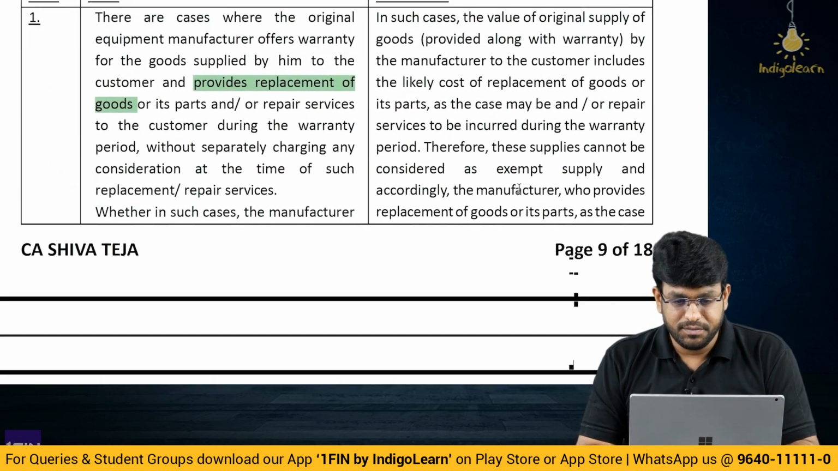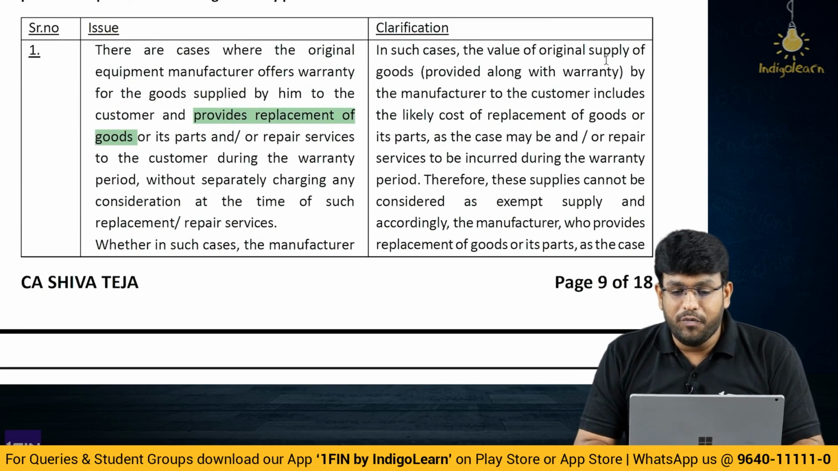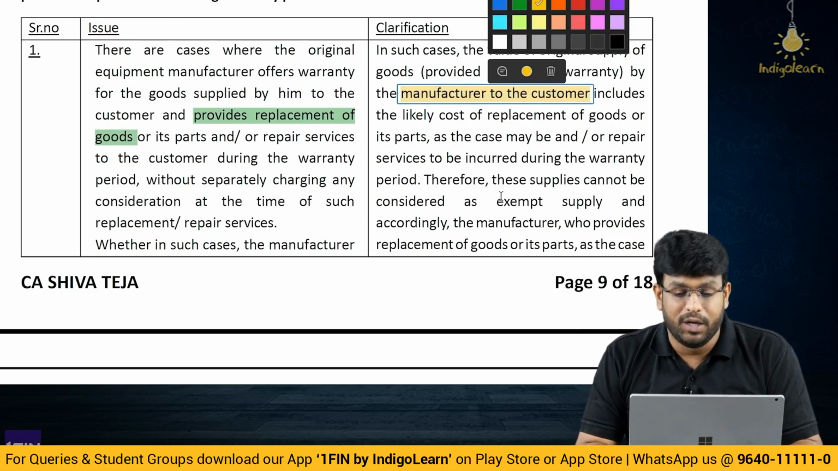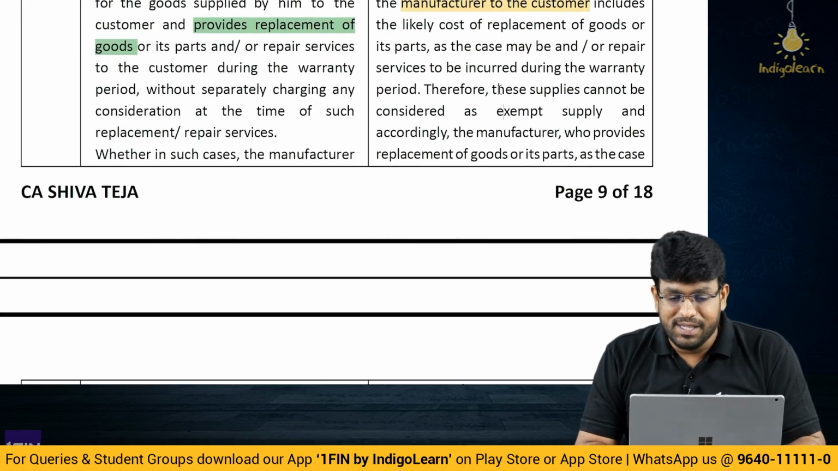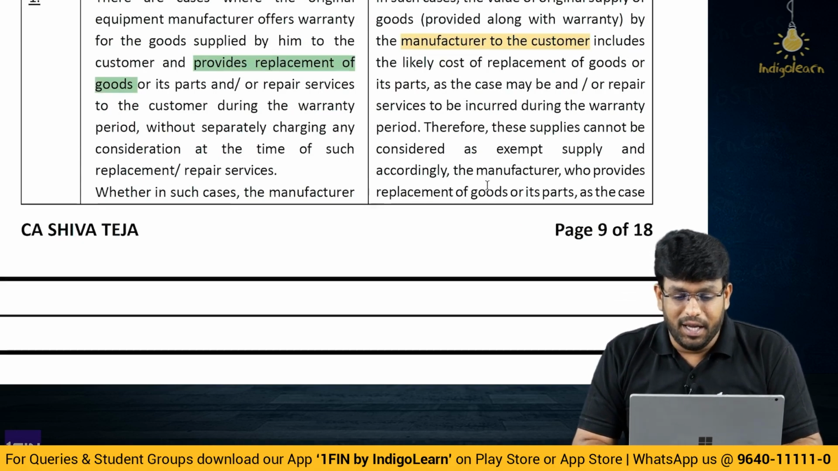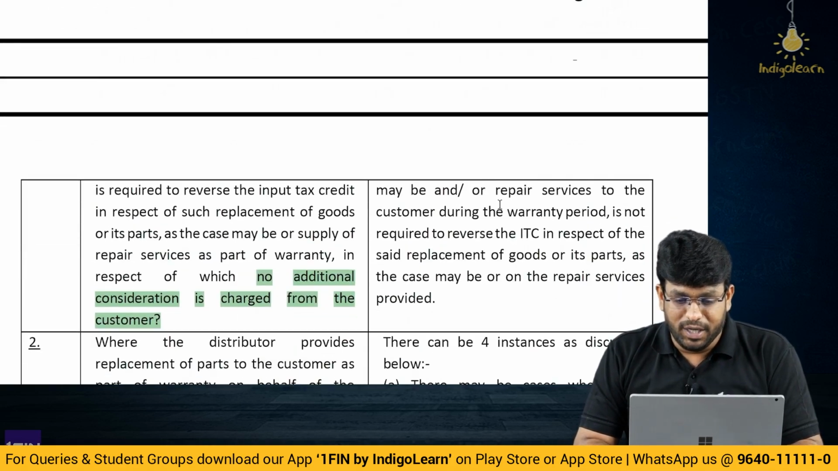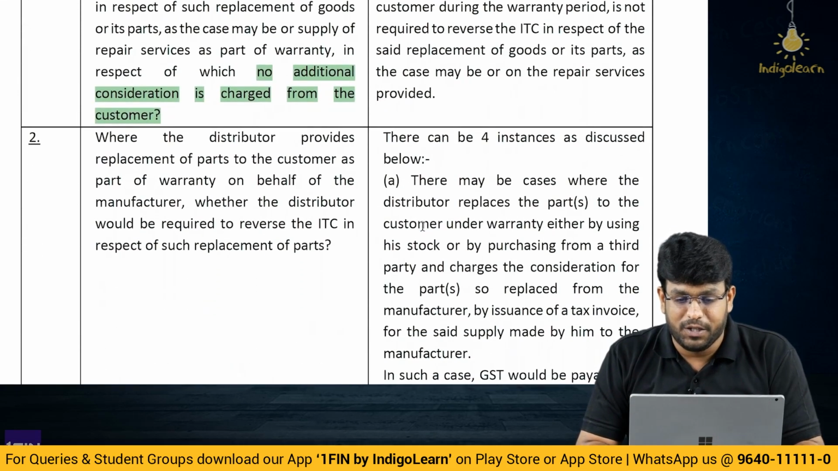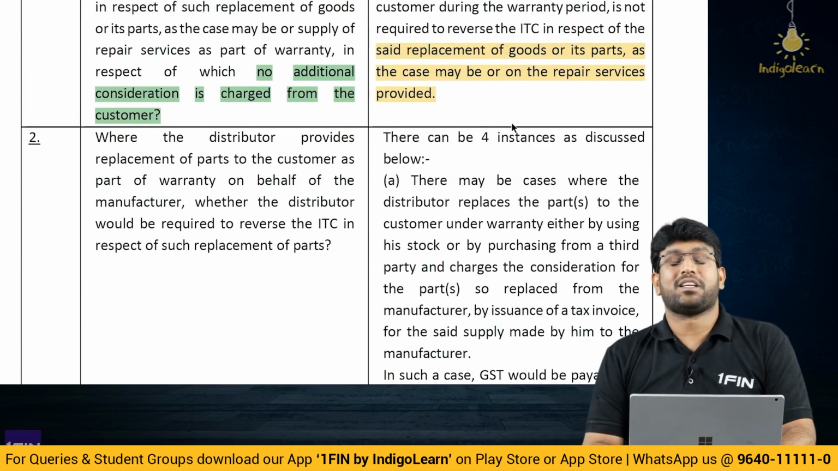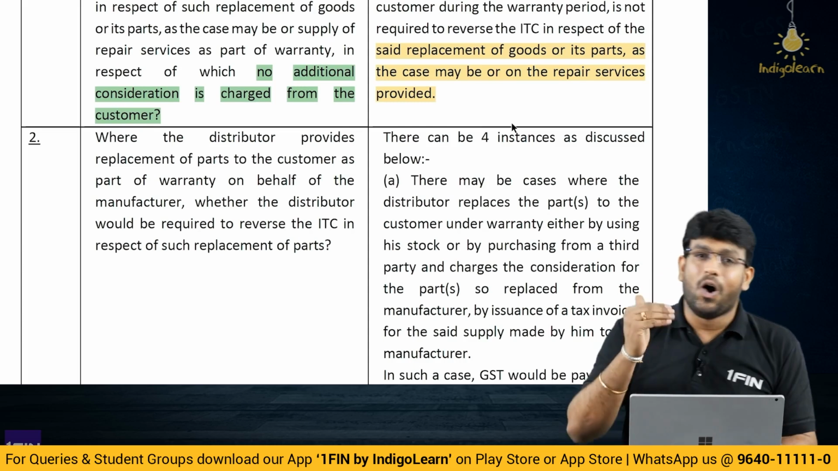See that point? In such cases, the value of the original supply of goods provided along with warranty by the manufacturer to the customer, so the manufacturer himself is replacing, includes the cost of replacement of parts, as the case may be, or repair service to be incurred during the warranty period. Therefore, these supplies cannot be considered as exempt supply, and accordingly, the manufacturer who provides a replacement to the customer is not required to reverse ITC in respect of replacement of goods or repair services. So the first case is a case where the manufacturer himself is providing the replacement service or repair service.